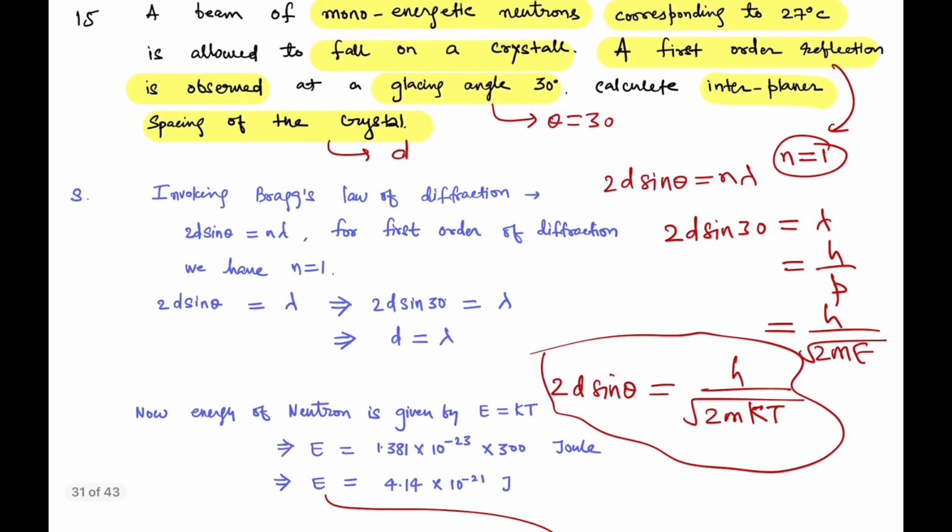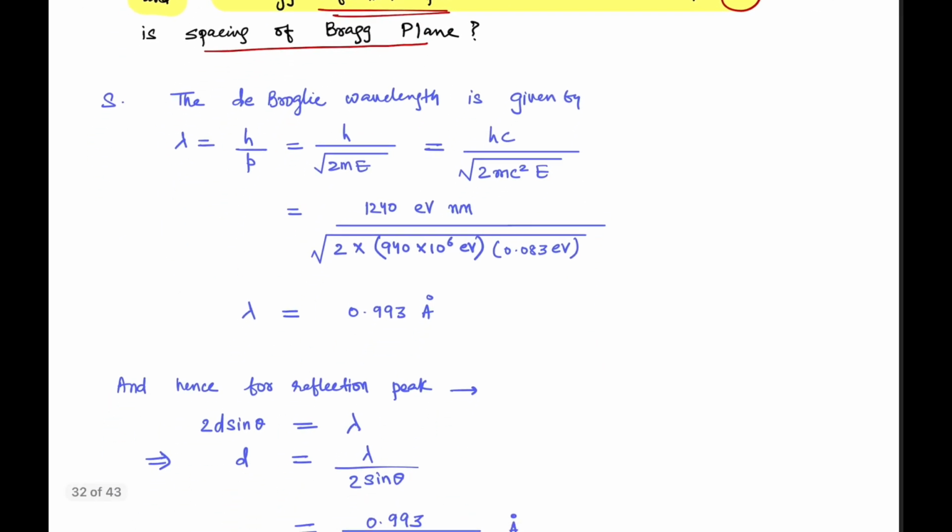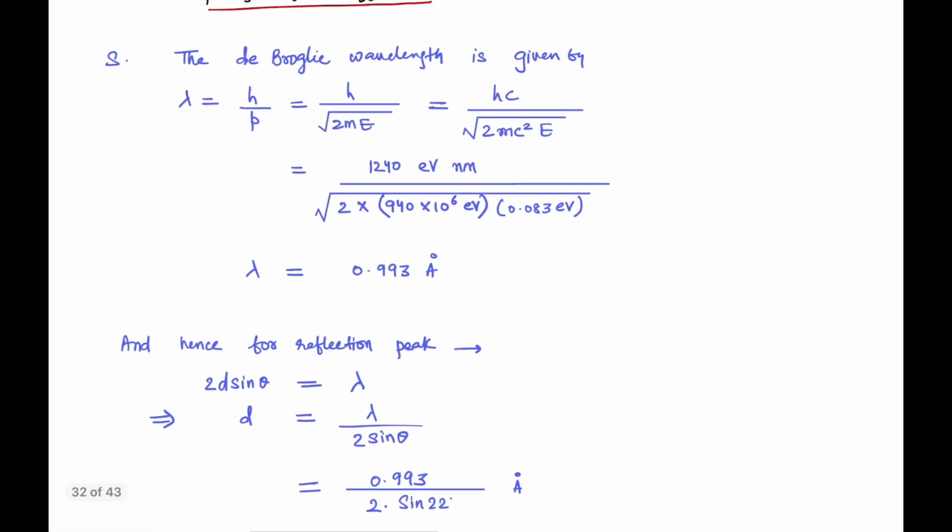Okay, so now let us move to the next part. A 0.83 electron volt neutron scatters from an unknown sample, and a Bragg reflection peak is observed around 22 degree. The angle is given, and that is the reflection peak at around 22 degree. So what is the spacing of the Bragg's plane? Again we need to find the wavelength of the wave, because we have the formula for Bragg's reflection, 2d sine theta is equal to n lambda.